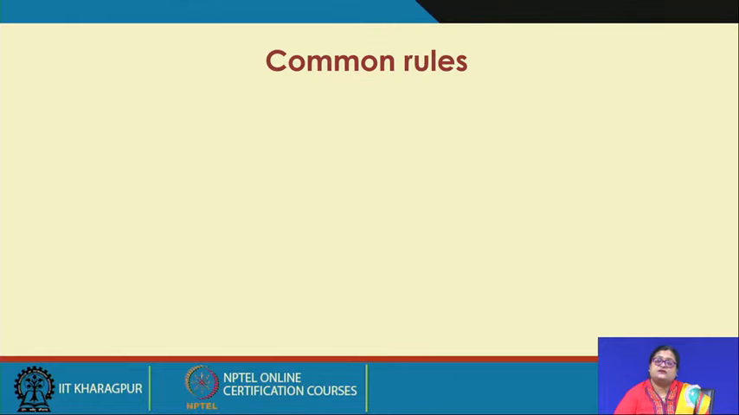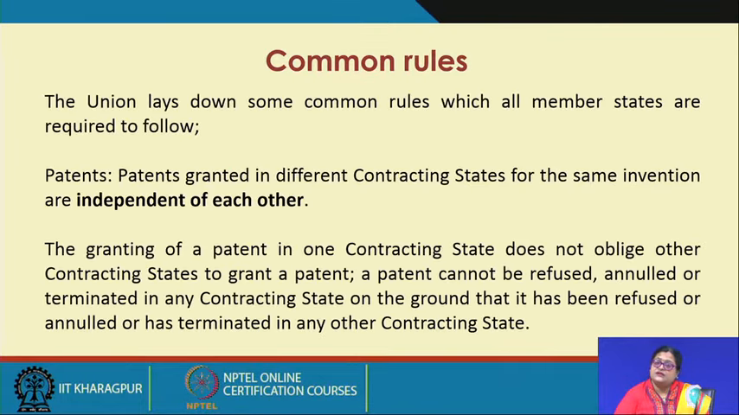Next, we will discuss the common rules. The Union lays down some common rules which all member states are required to follow. Patents. Patents granted in different contracting states for the same invention are independent of each other. The granting of a patent in one contracting state does not oblige other contracting states to grant a patent. A patent cannot be refused, annulled or terminated in any contracting state on the ground that it has been refused or annulled or has been terminated in another contracting state.